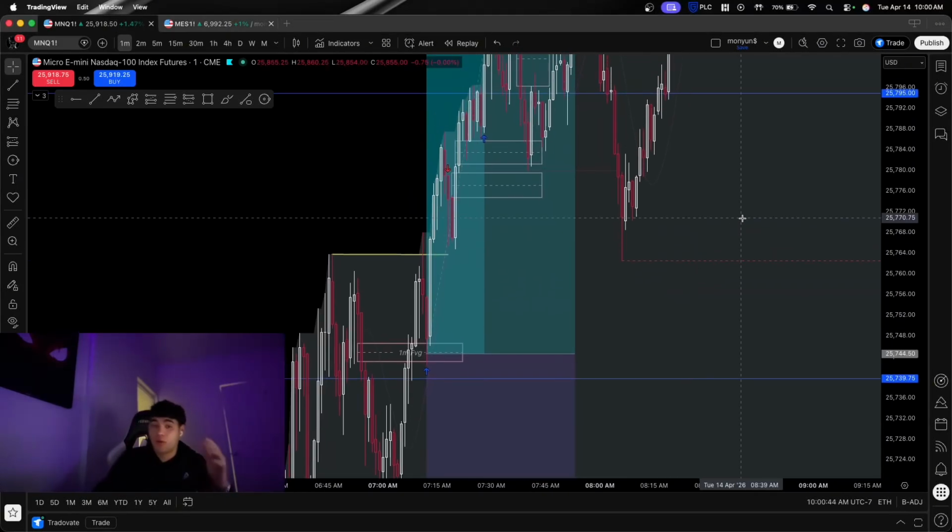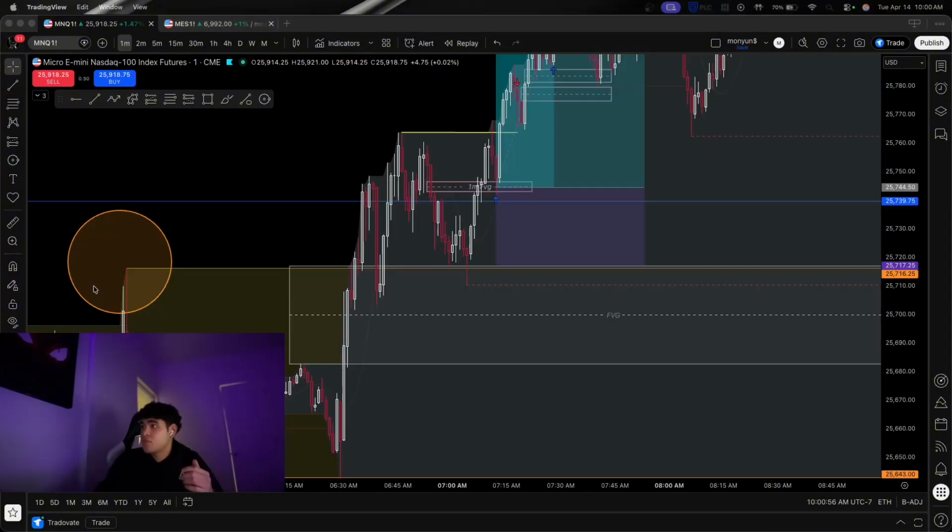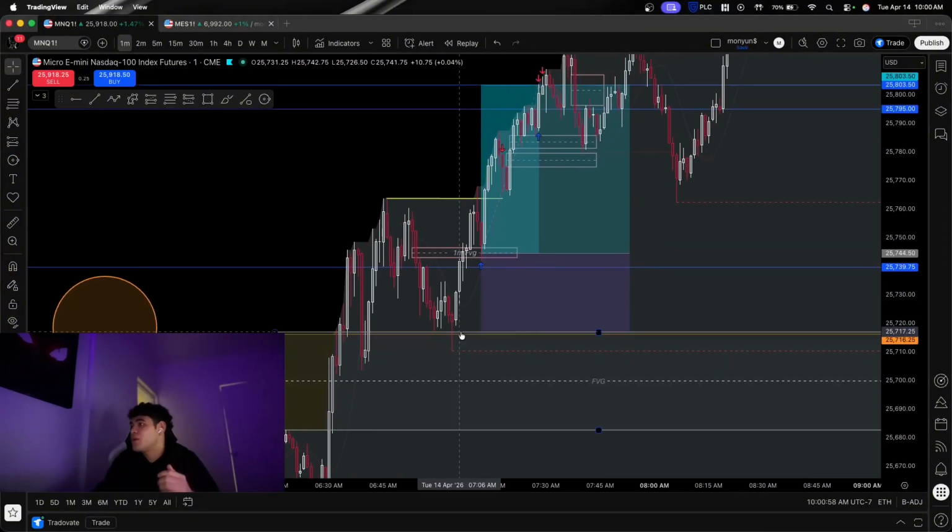But honestly, a really good setup. You guys can see that we retraced back to this level of liquidity. We had a break of structure and an inverse on the 1-minute time frame, giving us a really clean setup with no drawdown at all.